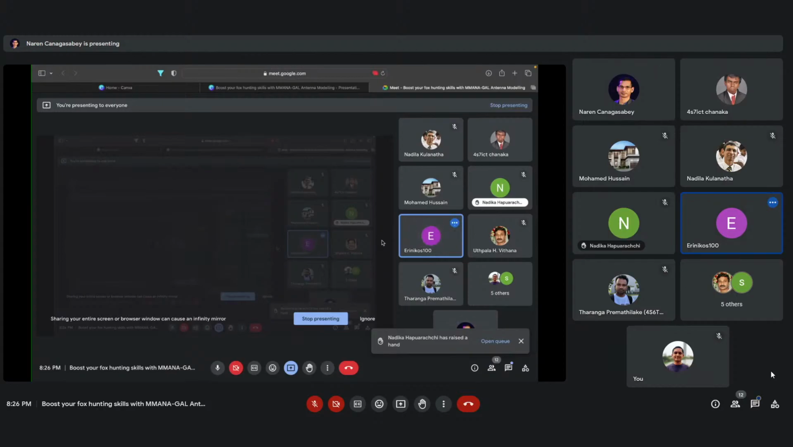Right. Thank you, Ron. Thank you for your inputs. Nadika, yes, you have a question? Yeah, Naren, what's the insulation part you said that you have seen somewhere for the Moxon? It's an electrical terminal block, Nadika, or electrical connector.